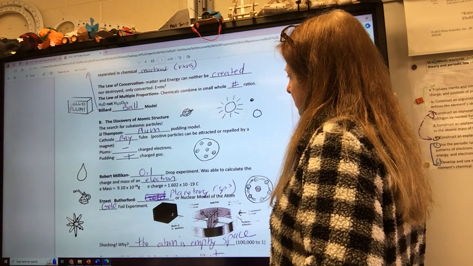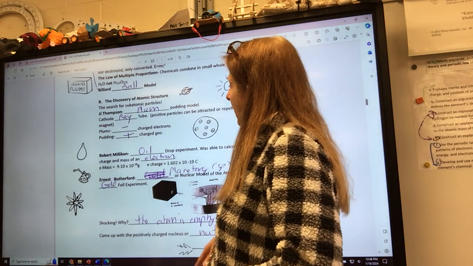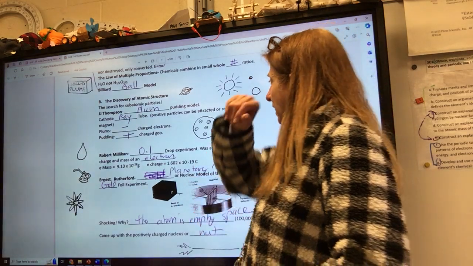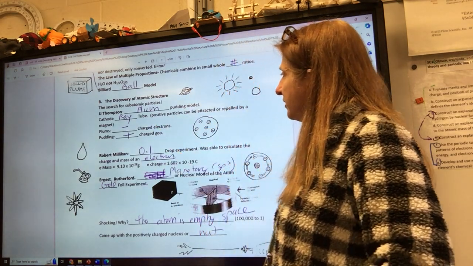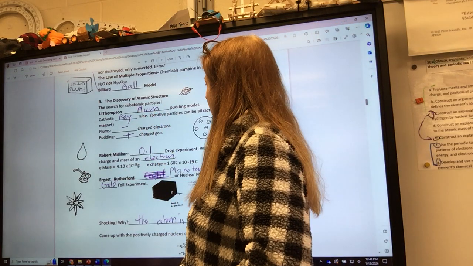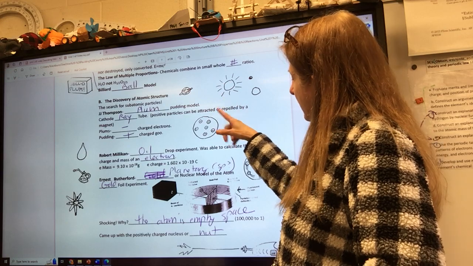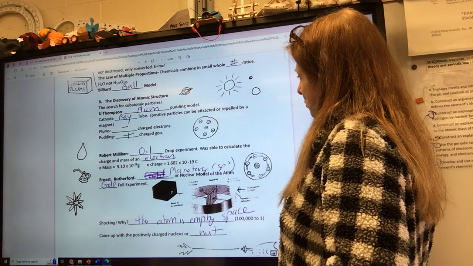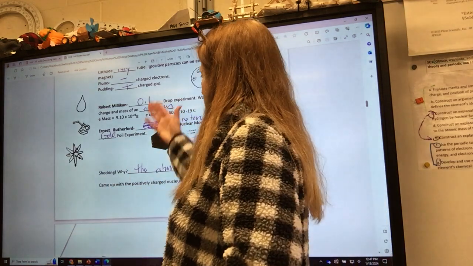Next was J.J. Thomson. They had discovered a ray gun, and they realized that there was something to an atom that was positive and negative. So he said it was the plum pudding model, and it would be like positive goo and negative little raisins or plums.